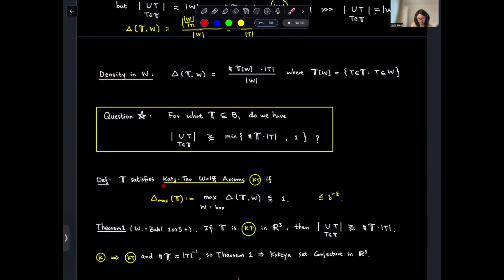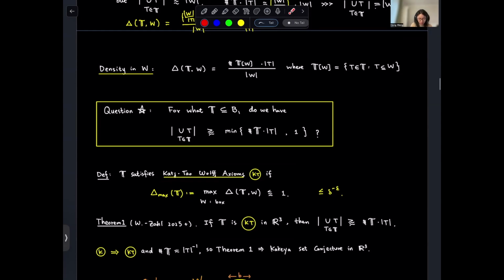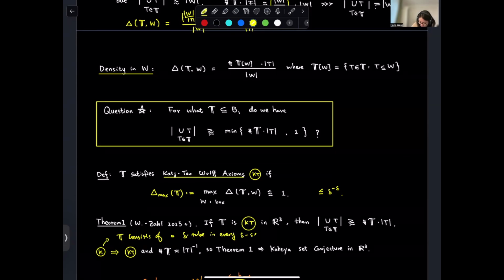This Katz-Wolff axiom assumption is more general than the Kakeya assumption. In fact, if a set of tubes satisfies the Kakeya assumption, which is that T consists of a delta tube in every delta-separated direction, then it also satisfies the Katz-Wolff axioms. So our theorem implies the Kakeya set conjecture in R3.